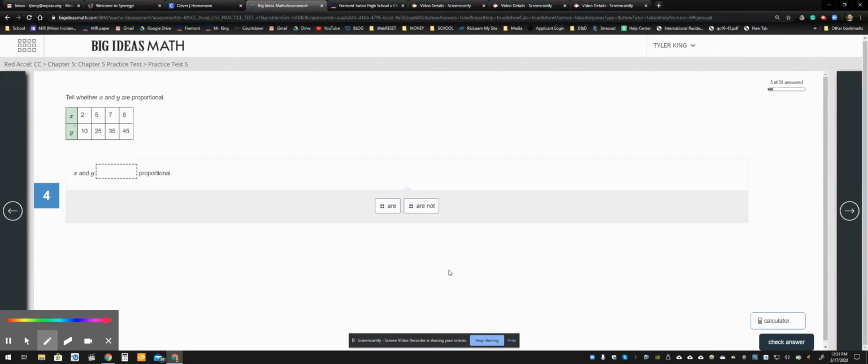Okay, so taking a look at this, tell whether x and y are proportional. We have this table here where x takes on the value of 2 and y is 10, 5 and 25, 7 and 35, 9 and 45.